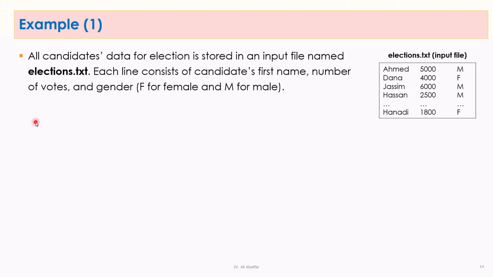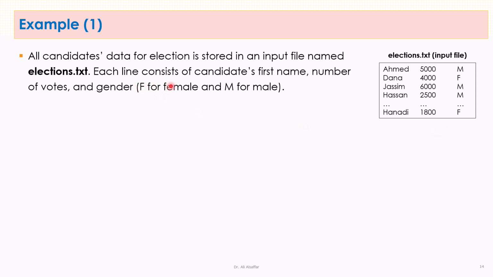In our first example, we would like to show you how to write a program that reads this input from a data file. So let us read the question. It says all candidates' data for election is stored in an input file named elections.txt, and this is a sample of data inside the file.